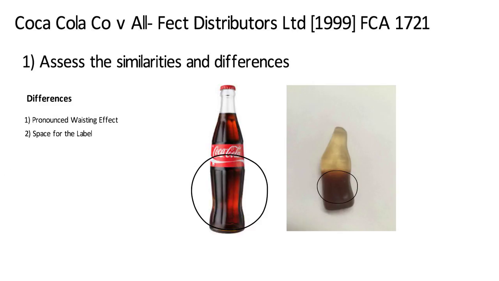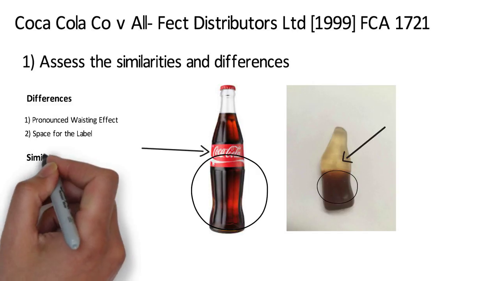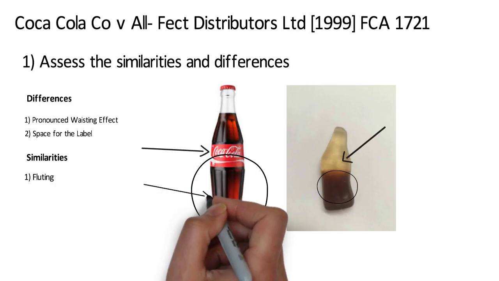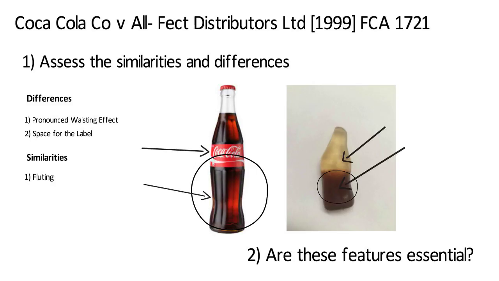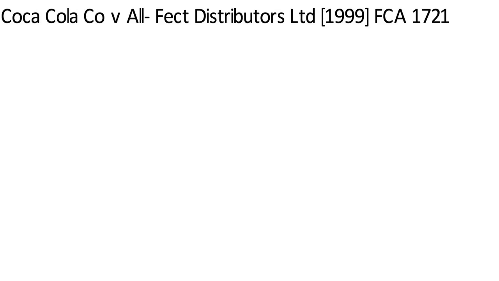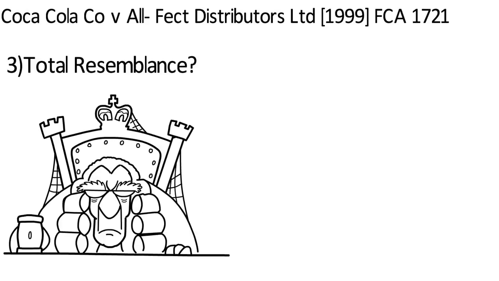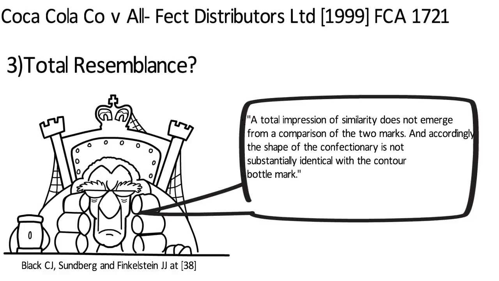Secondly, the space on the label on the confectionery is of a different shape from that on the cola bottle. The only similarity was fluting, which is the set of grooves along the bottle. Evidently, these aren't essential to Coca-Cola's trademark. Thus, the judges concluded that a total impression of similarity does not emerge from a comparison of the two marks, and accordingly, the shape of the confectionery is not substantially identical with the contour bottle mark.